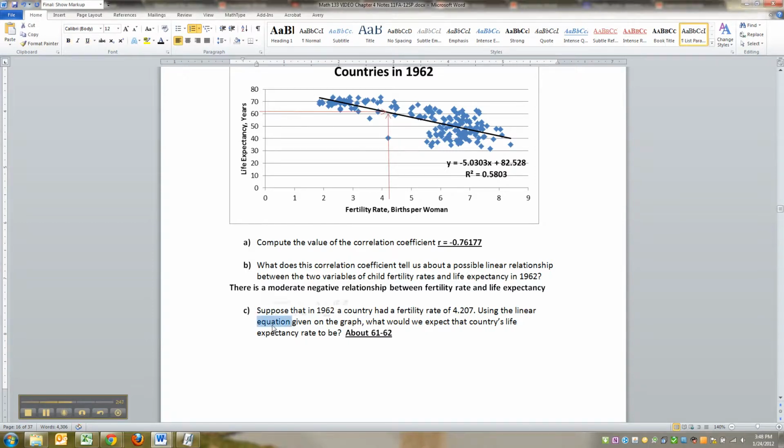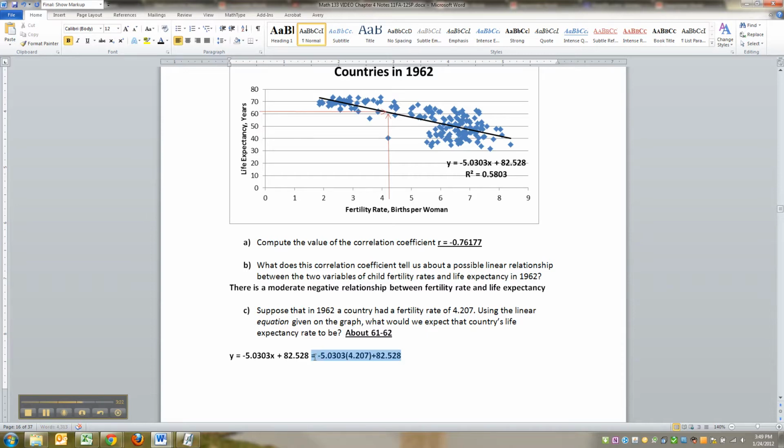Now it's said to use the equation. See that? The equation's given to you right here. Y equals negative 5.0303x plus 82.528. There it is. I'm going to copy and paste that. So what we would do is we would put negative 5.0303 times, parentheses, 4.207, because they're giving us that x value, that fertility rate, plus 82.528.